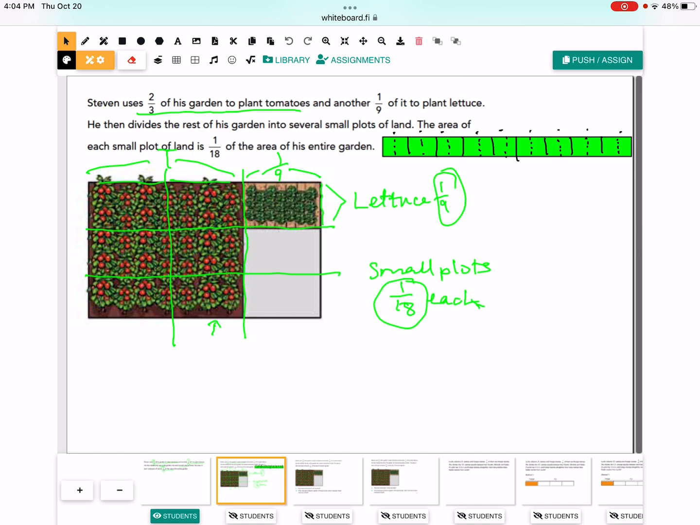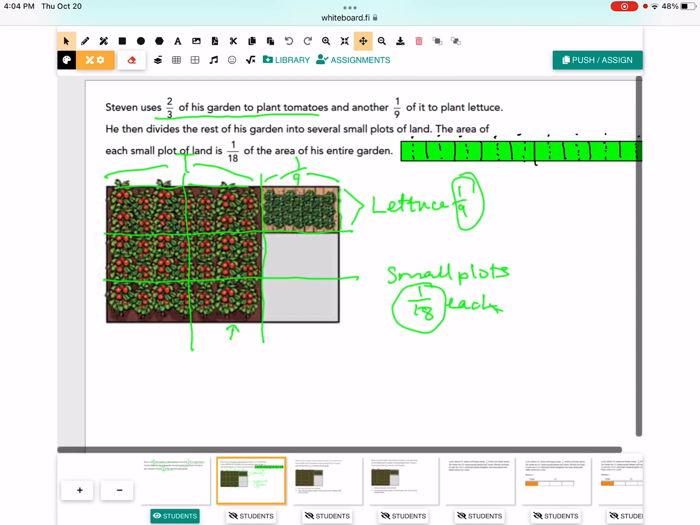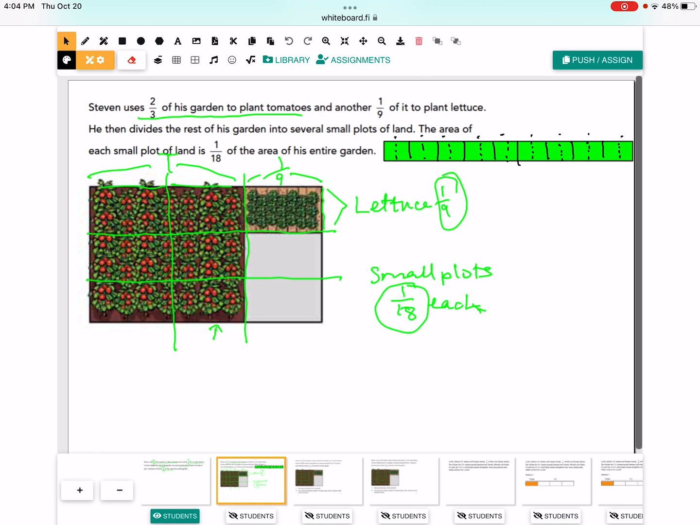Let's count by 2s just to make it efficient on ourselves. Oops. I'm going to need my pointer here. All right. 2, 4, 6, 8, 10, 12, 14, 16, 18. You see, in fact, that by subdividing this bar of 9, cutting them each in half, I wound up with 18. So I'm going to do that with this garden.